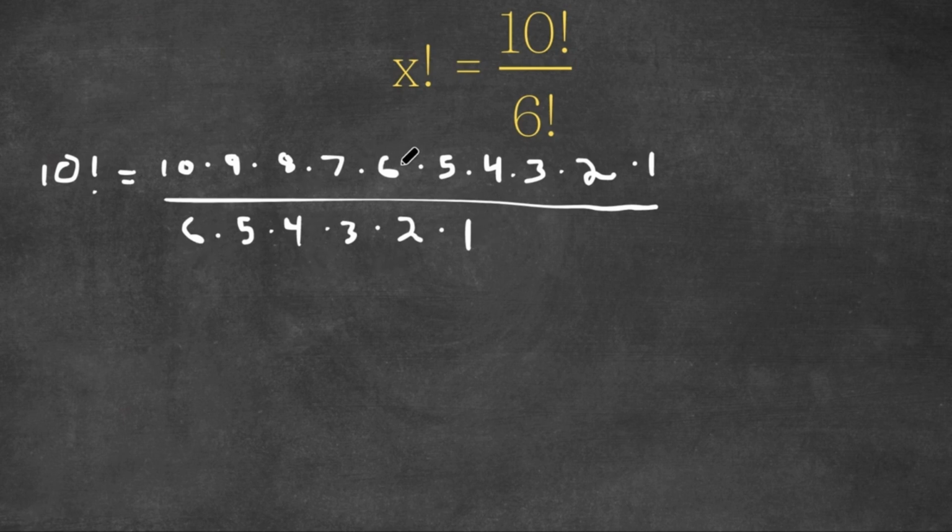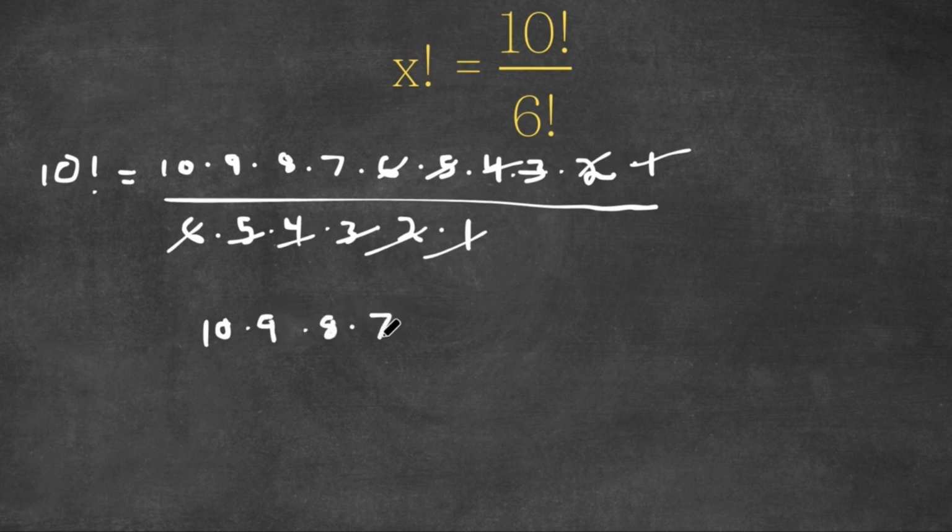Now, if you notice, we have 6 on our numerator as well as 6 on our denominator, so these two can cancel out. Same thing with 5, same thing with 4, and same thing with all the terms below 6. So now all we're left with is simply 10 times 9 times 8 times 7. And this is equal to x factorial.